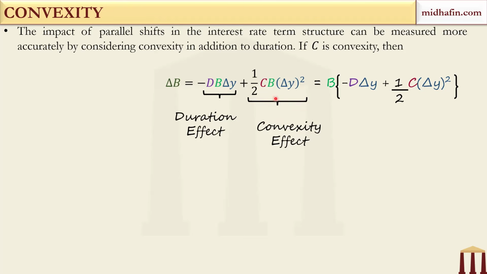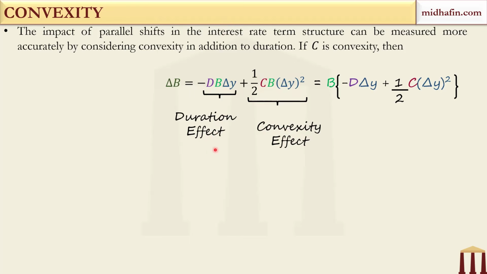Just by looking at the equation, tell me, can I say that the duration effect can be positive or negative? Because delta y can be positive or negative, right? And this negative sign over here is there. So negative may become positive, or positive may become negative. But what about the convexity effect? Just by looking at the equation without the diagram, can I say that the convexity effect is always positive? Because you have delta y square. This term can never be negative, correct? Convexity is positive, bond value is positive, this term is positive. So the convexity effect is always positive. Duration effect can be positive or negative.